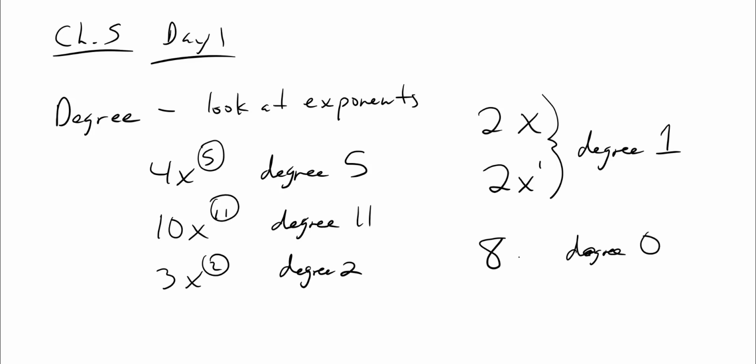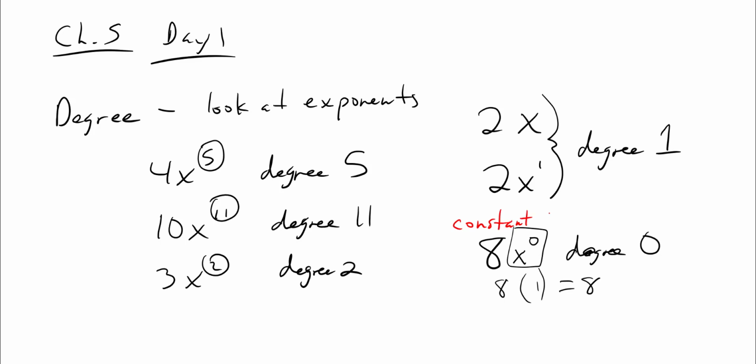And then if I just write the number 8, 8 is actually degree 0, because it's really 8x to the 0 power, right? There's no variable there, but here's the deal. Remember what anything to the 0 power is? Do you guys agree that's equal to 1? And so that's why 8 times 1 is 8. So if there's no variable, which we call, by the way, I'll put this in red, this is called a constant.